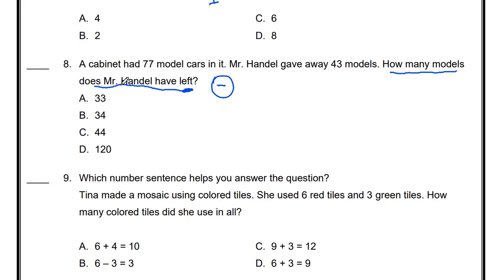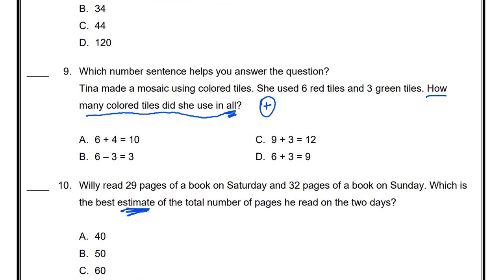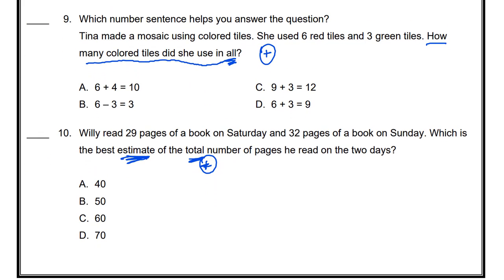And in the next question, how many colored tiles did she use in all? So we can see that this is addition. And in the next question, which is the best estimate of the total number of pages he read on the 2 days? So it's clear that we need to add, but do not forget that if you have this word, estimate, you should not add, you should round first.